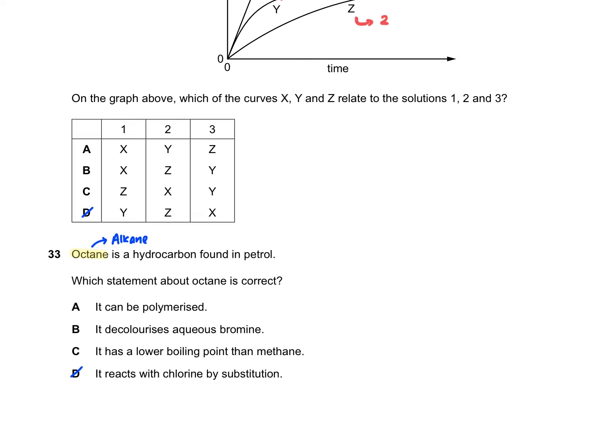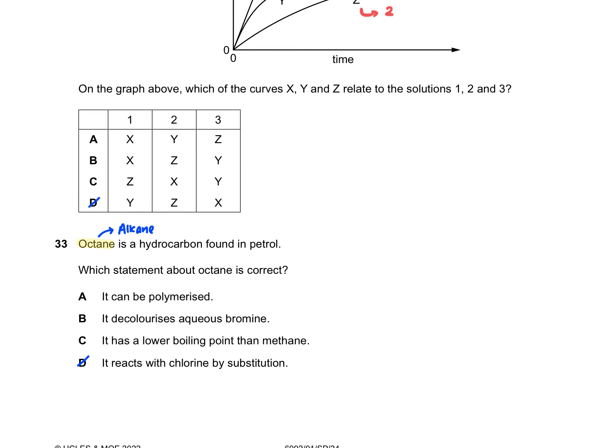For question 33, we are looking at an organic chem question. We are given octane. From the name ANE, we know that it's an alkane. So we need to look for statements that are consistent with an alkane. Alkanes are saturated, it cannot be polymerized, it cannot undergo addition polymerization. Alkanes again are saturated, it cannot decolorize aqueous bromine.